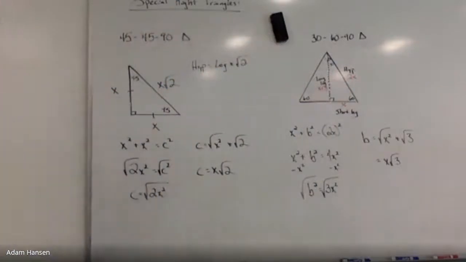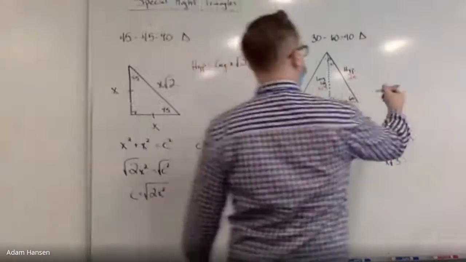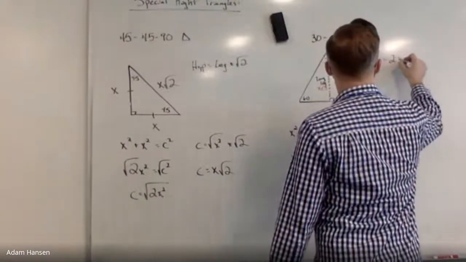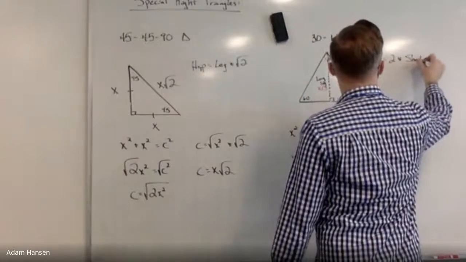Every single 30, 60, 90 triangle, the hypotenuse is twice as long as the short leg, and the long leg is the short leg times an extra square root of 3. So to write that down, that's a good idea to keep in mind. In a 30, 60, 90 triangle, the hypotenuse is double the short leg.